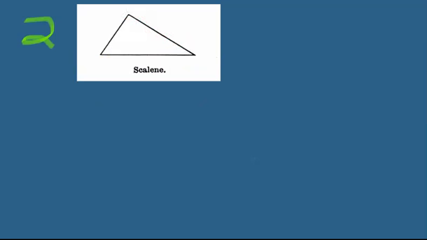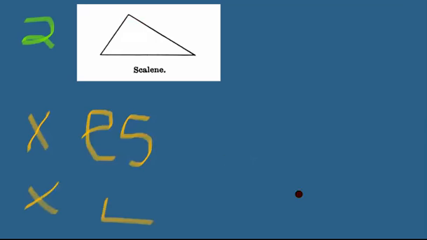So now that we're done, let's just write down what we learned. Scalene triangles have no, so put an X, equal sides. ES stands for equal sides. No equal sides, and no lines. So no lines meaning none of those.